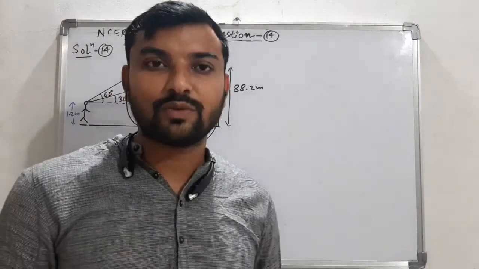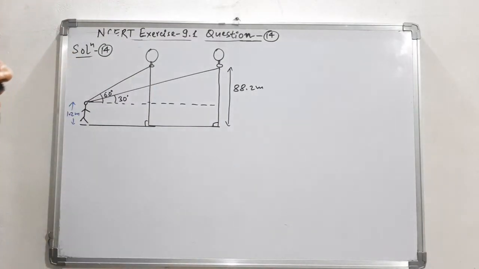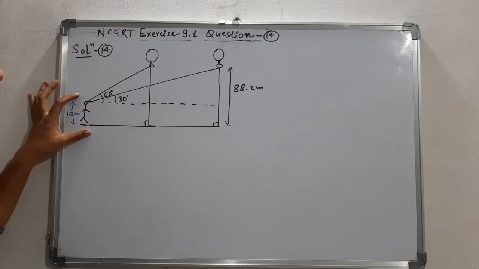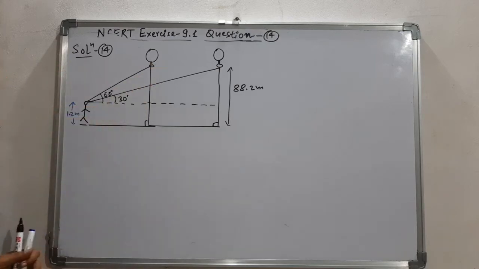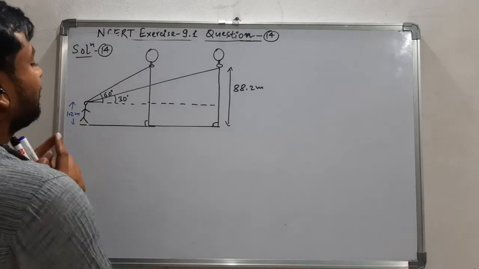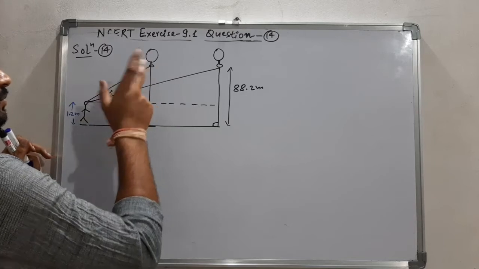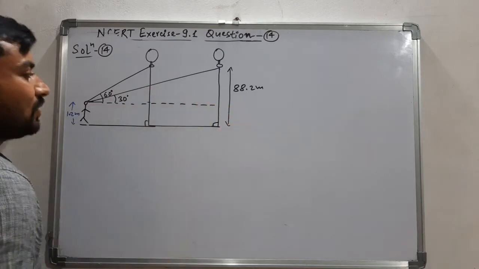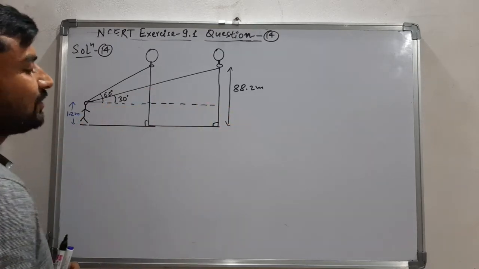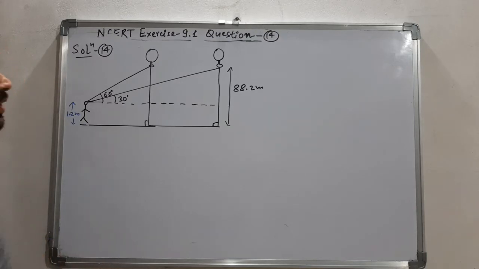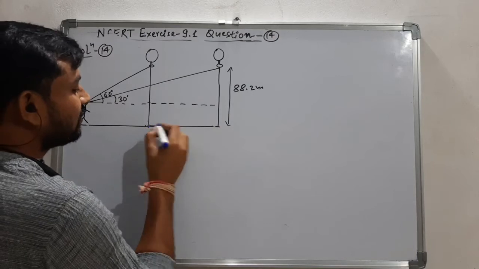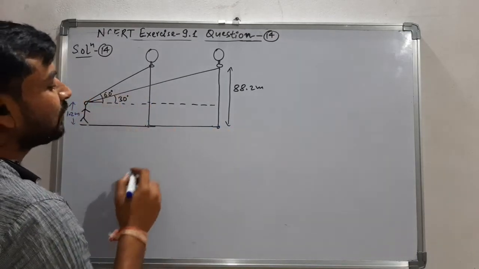Let us come to question number 14 here. In this question, we have a girl who is 1.2 meters in height, and she is observing a balloon. Initially, when she saw the balloon, the angle of elevation was 60 degrees, and after some time it moved horizontally to a distance, and the angle of elevation reduced to 30 degrees. If the balloon is moving at a constant height of 88.2 meters, we have to find how much distance the balloon has moved when the angle changes from 60 to 30 degrees.